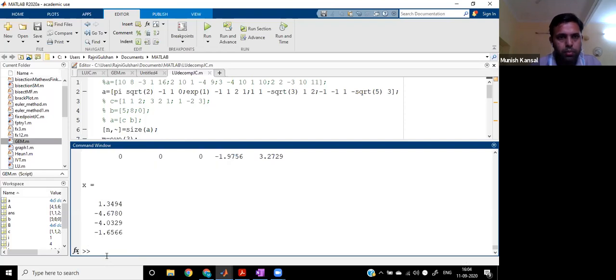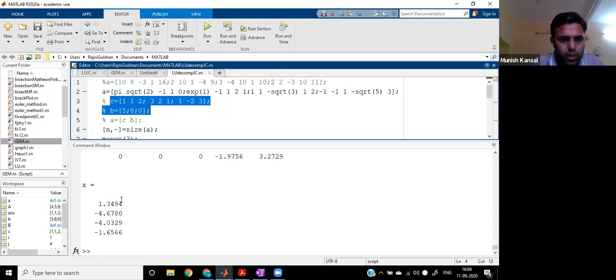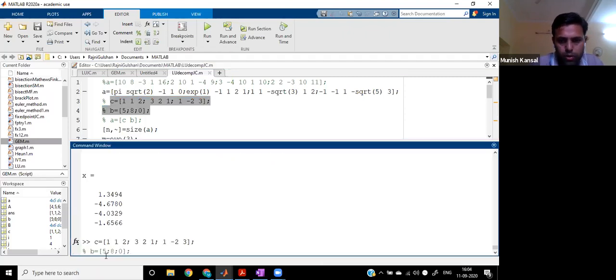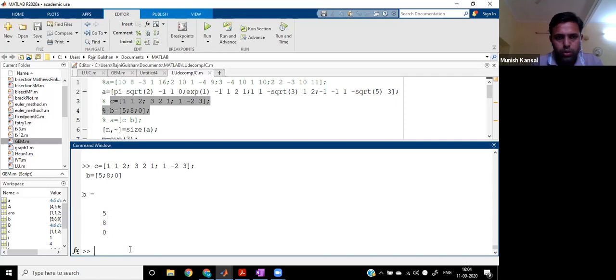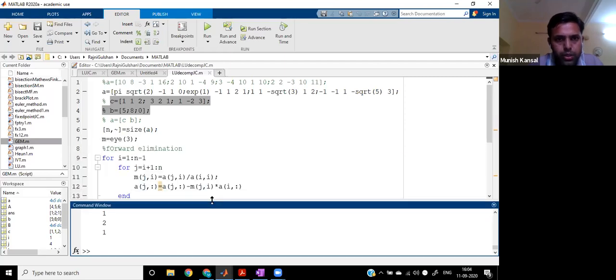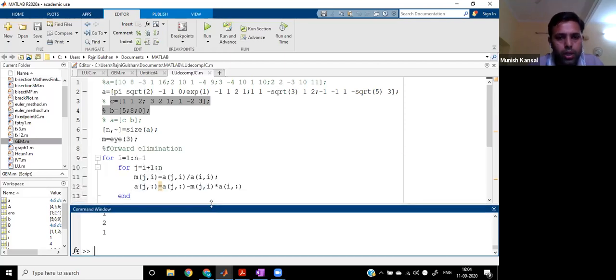Let us say some matrix is given to you. Say I copy these two in the command window, right? Say this is my coefficient matrix, this is my right hand side. Now you want to check whether the answer is right or wrong, so you can just simply write c backslash b. So this will give you the right answer, right? This is how you can cross verify your answer in MATLAB. So this is the coding for LU and Gauss elimination.